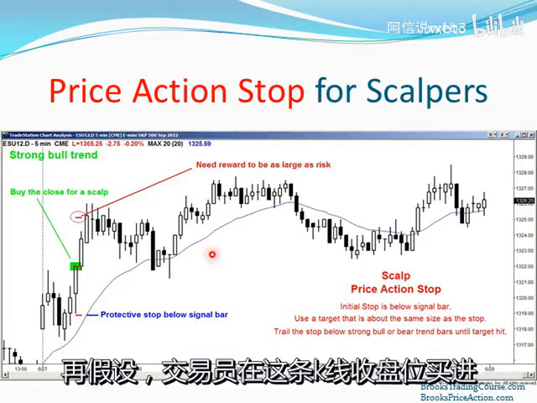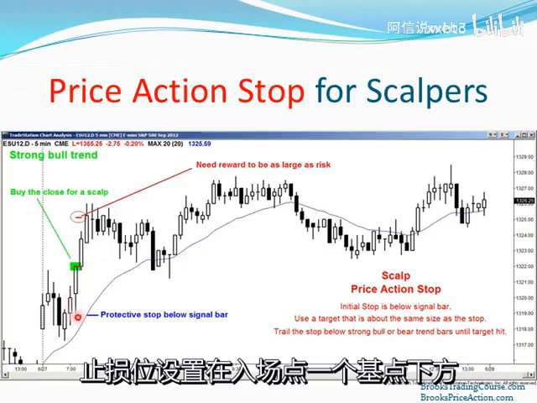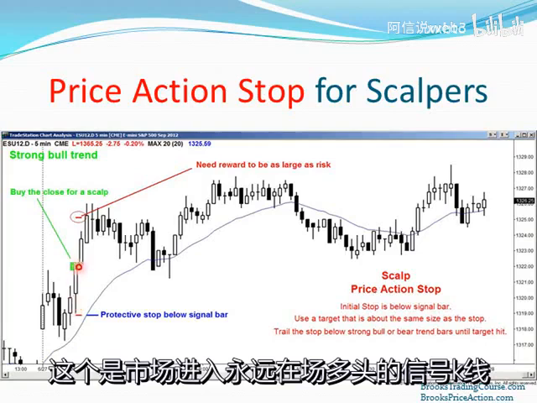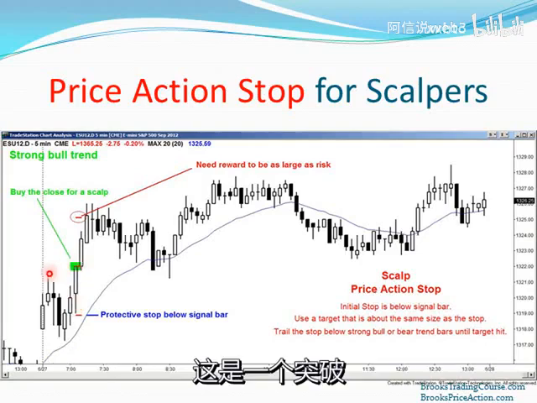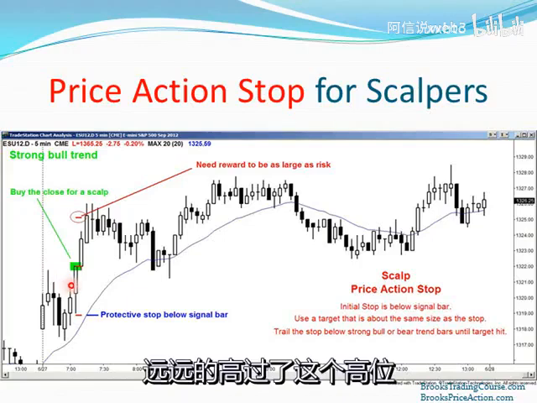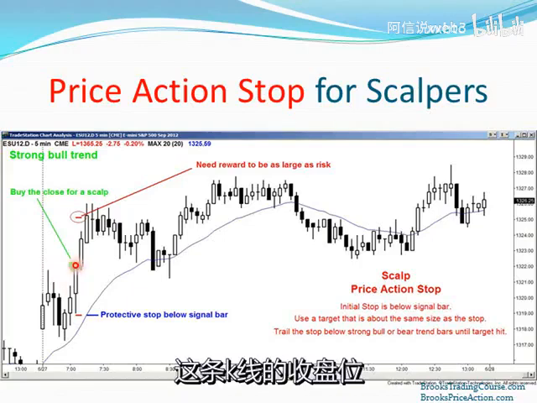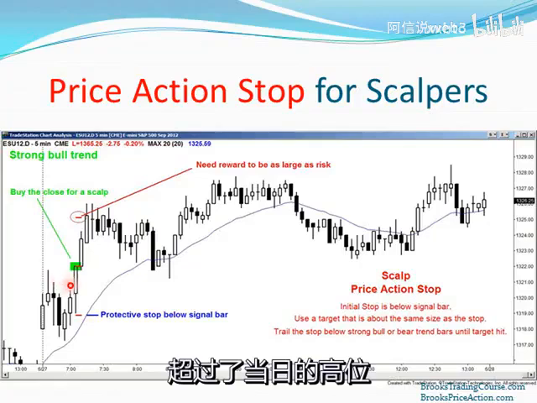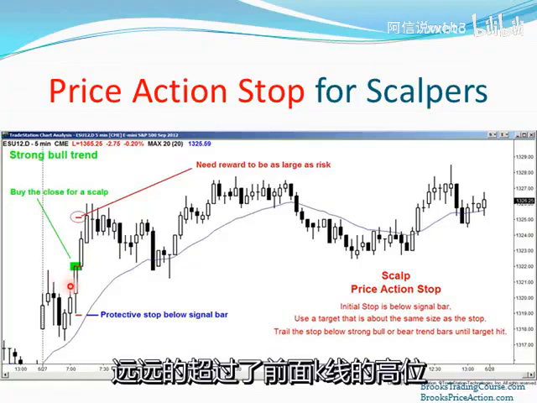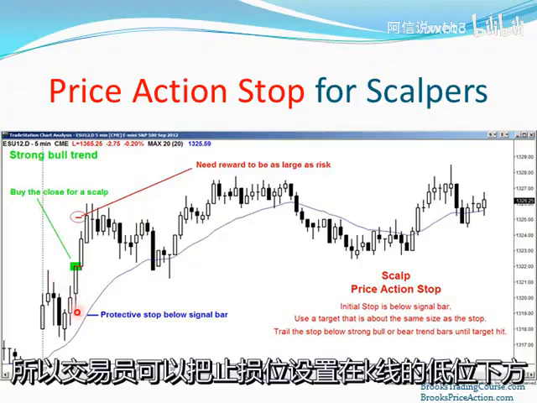Let's talk about the same trade, and this time let's say traders bought this close and they used a stop 1 tick below their entry bar. This is the bar that made the market always in long. It's a breakout above the high of the day and well above this high. The close of the bar is above the high of the day and way above the high of the prior bar. So traders might put a stop below the low of the bar.